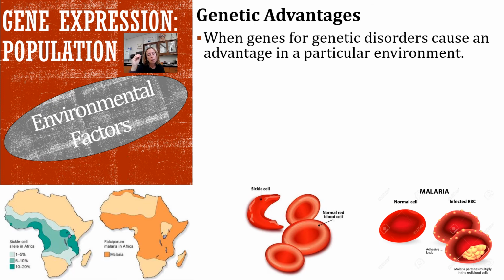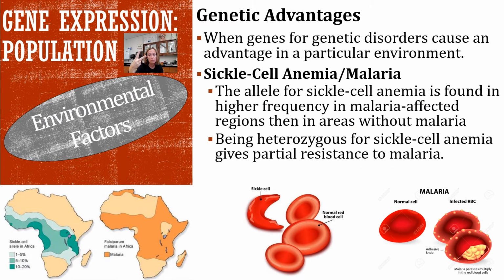For populations, certain genes can give you a genetic advantage in particular environments. And these genes sometimes are genes that regularly cause genetic disorders. I have two examples. What we're going to look at is sickle cell anemia. Let's see if I can get my pen to write this time, because that's what happened last time and it stopped writing.